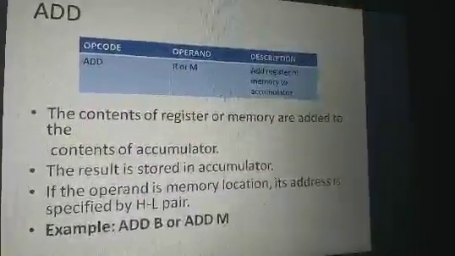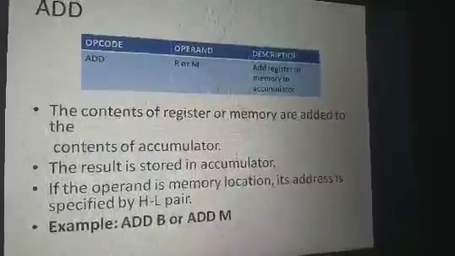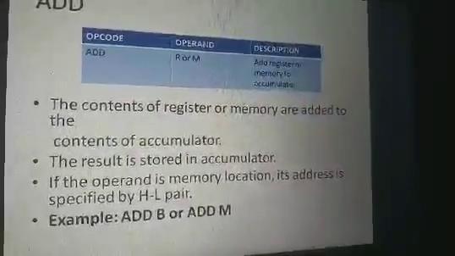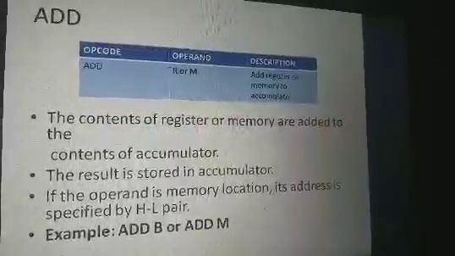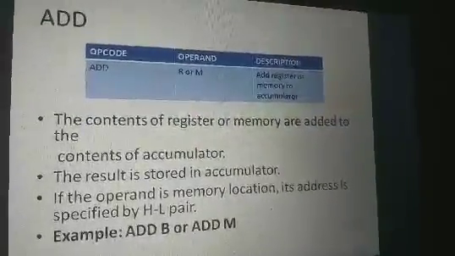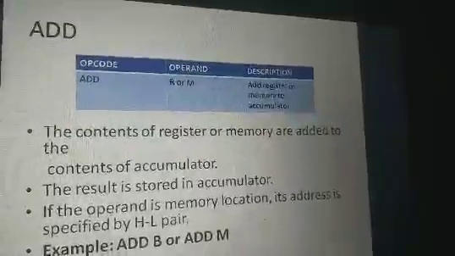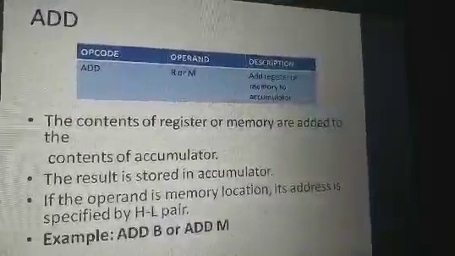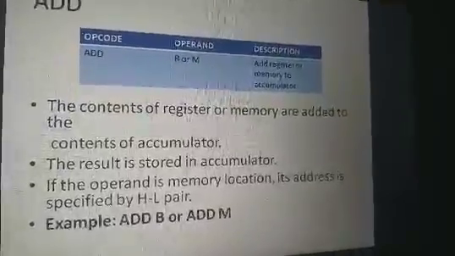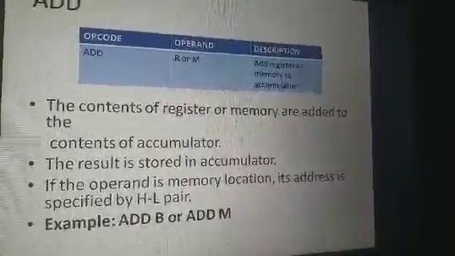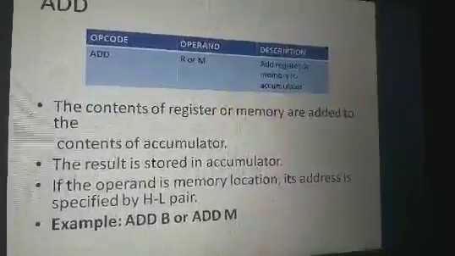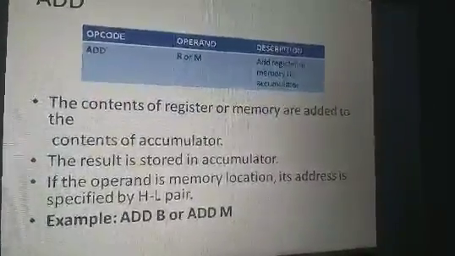That is, ADD B means A plus B, and the final answer will be stored in A. Just look at this table. The opcode is ADD, and the operand is R or M, meaning either you are taking the register or the memory. Add register or memory to the accumulator. So what does this mean? The content of register or memory is added to the content of accumulator. The result is stored in accumulator.